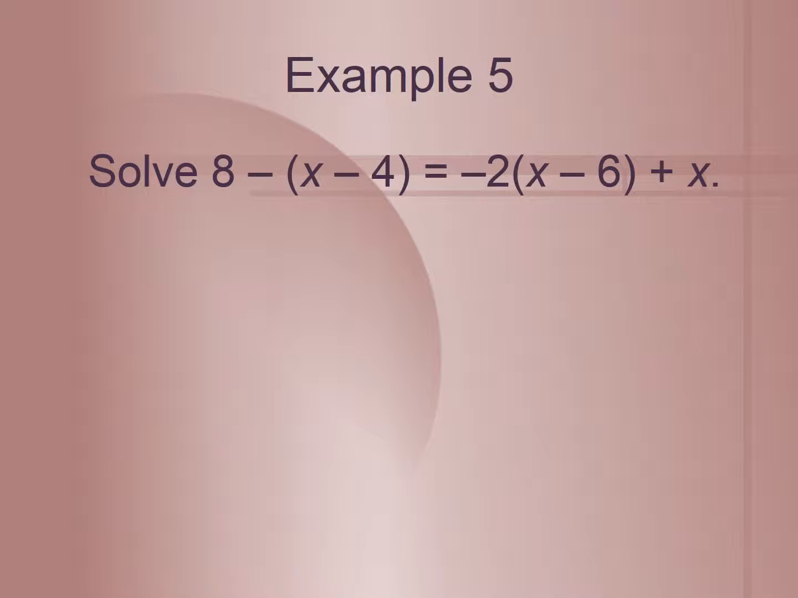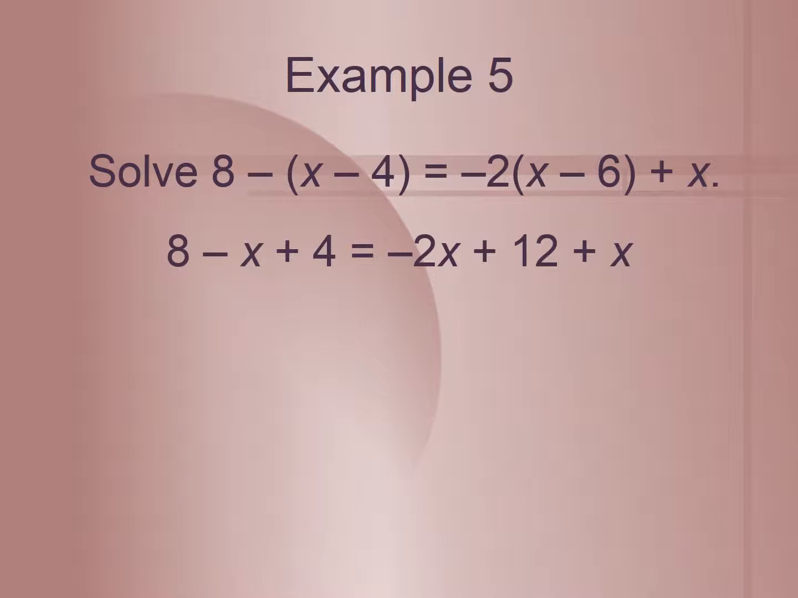Let's look at example 5. This one says solve 8 minus parentheses x minus 4 equals negative 2 parentheses x minus 6 plus x. So first thing is we're going to distribute. The 8 comes down, and then negative times x is negative x. Negative times negative 4 becomes positive 4. Equals negative 2 times x is negative 2x. Negative 2 times negative 6 becomes positive 12. And then our plus x comes down.